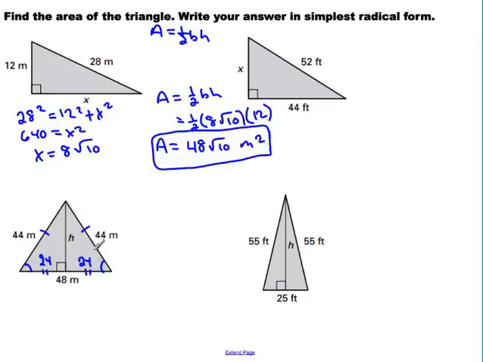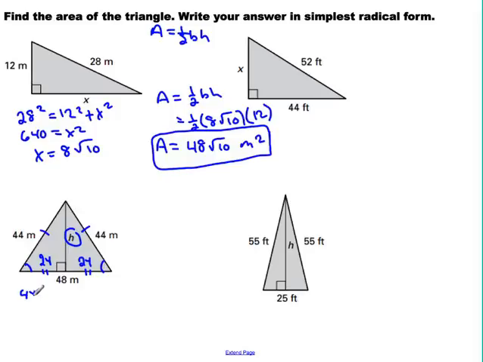What we do then is we use 44, 24, and h for this, just maybe the right side of the triangle, and we'll use that as a right triangle to try to find the value for h. At that point, we can apply the area formula in order to find the area of this entire triangle. So let's try that.